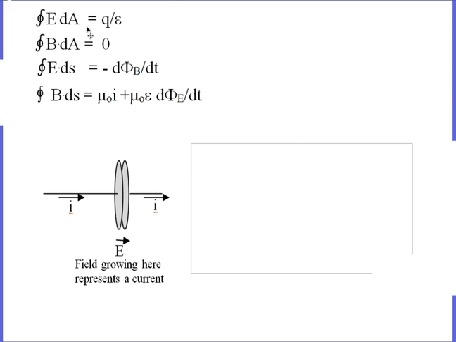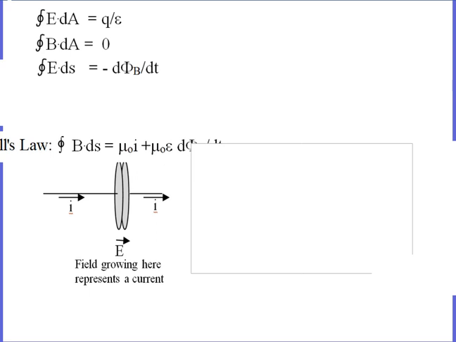Okay, Maxwell's equations. And why is this here?